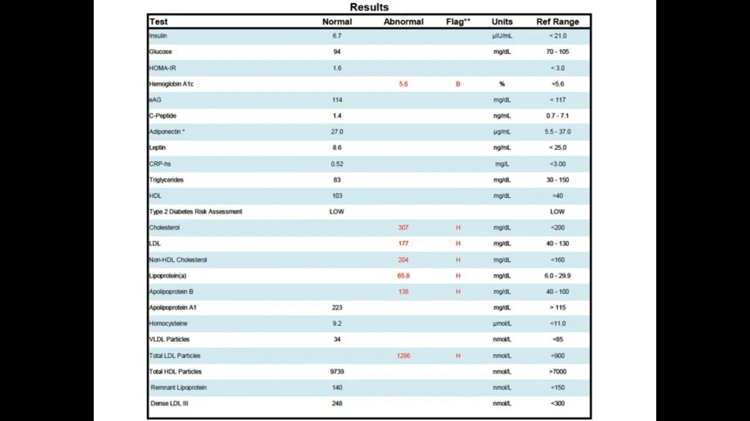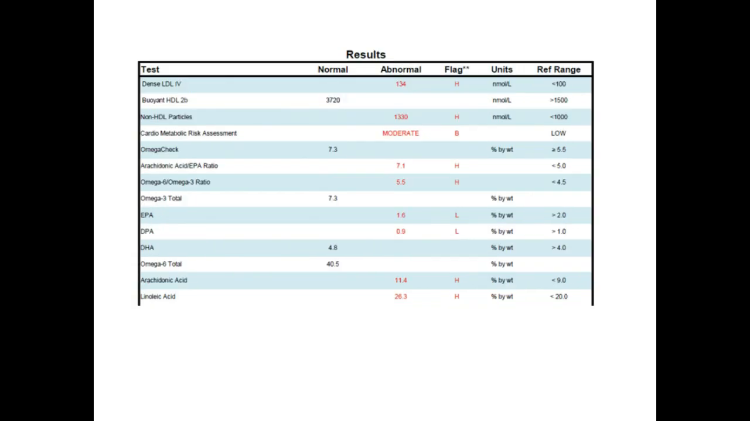So to summarize this, you can see these are what we would see on the summary page of this particular individual, that there's definitely some concerns with her cardiovascular health despite the fact that this individual is exercising on a regular basis. And then once again, if you look at the summary of the omega-3s along with the other markers of the cardiovascular panel, the DENS4 and the buoyant HDL2B and non-HDL particles, you can see there's some concerns there.